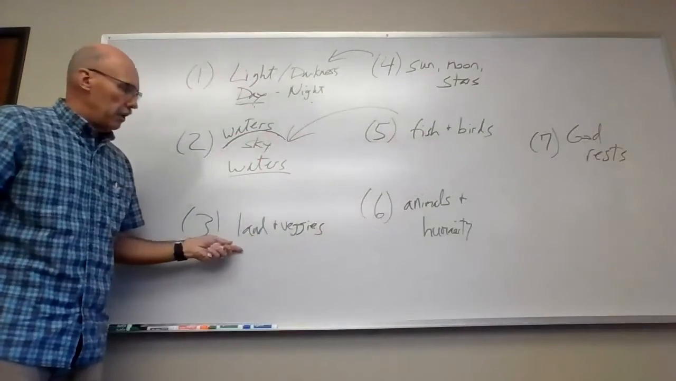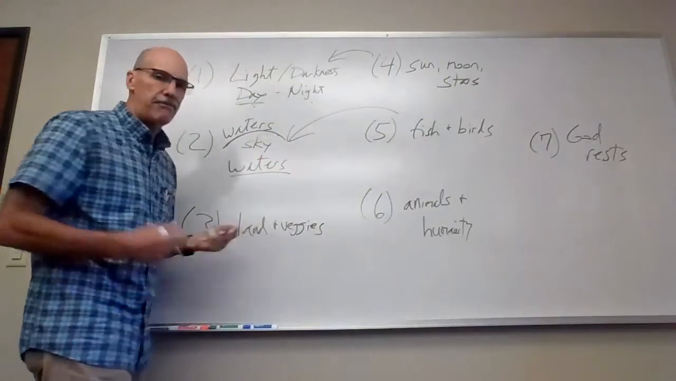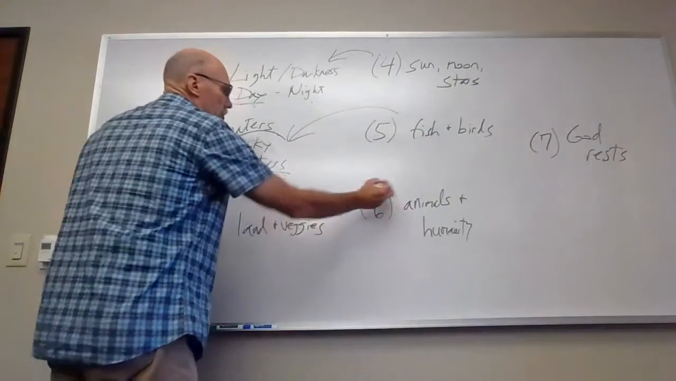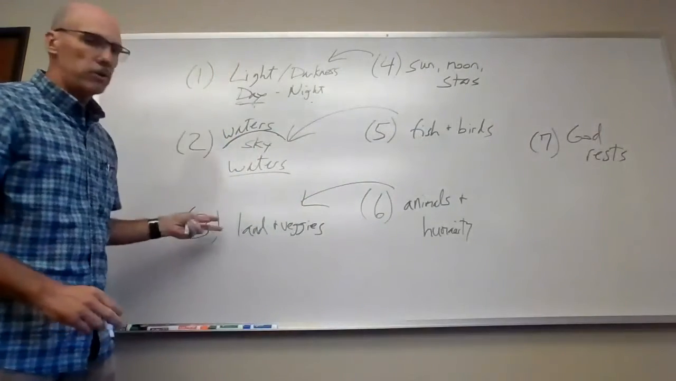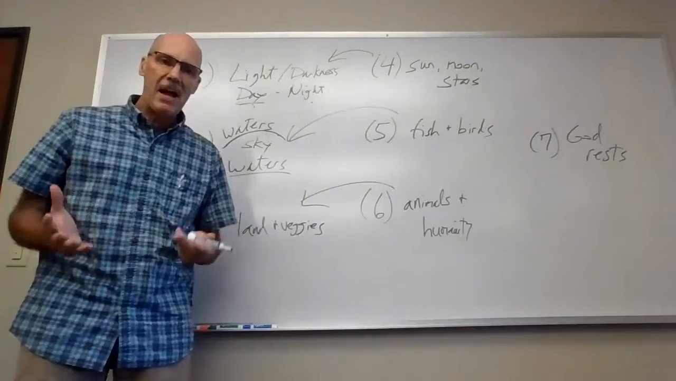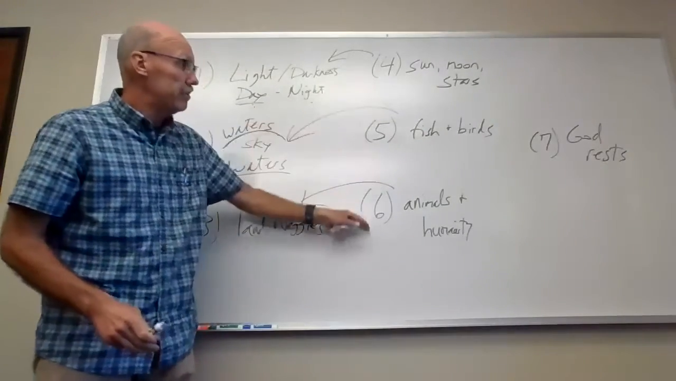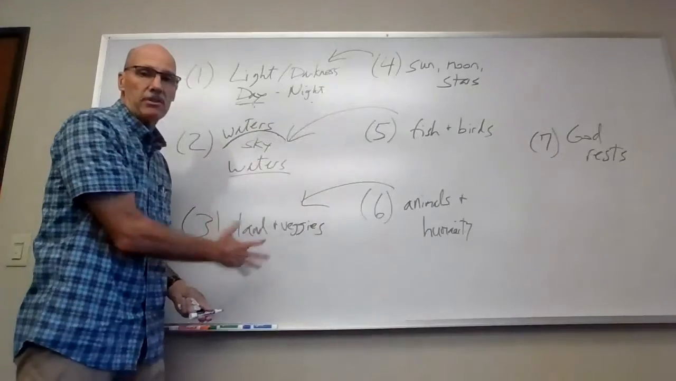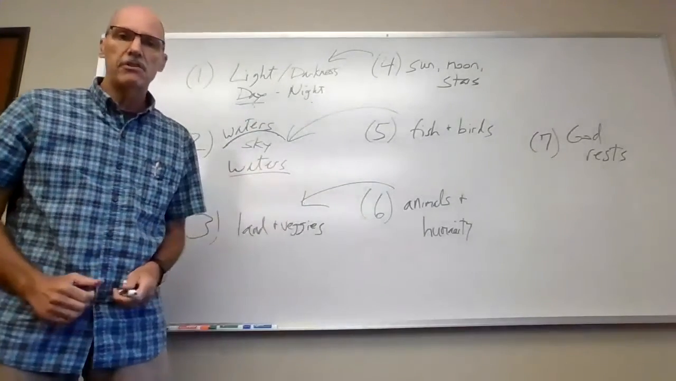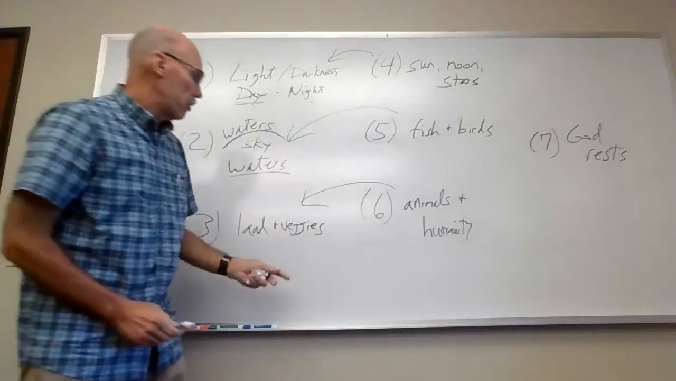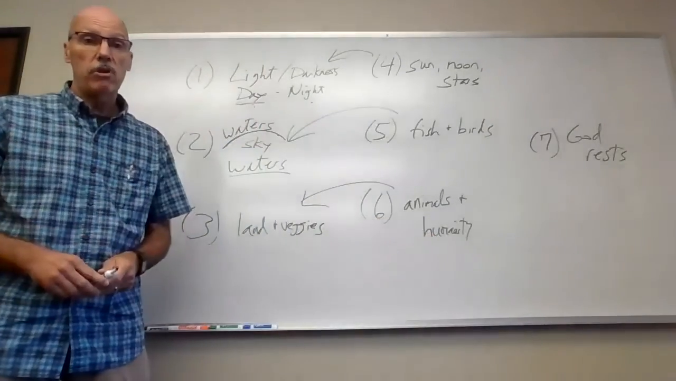Day 3, land and vegetation. I know, you see it coming. What does God do? God fills the land with the animals and with humanity. So what we have going on in days 1, 2, and 3 is the creation of habitats or domains, if you will. And then what happens on days 4, 5, and 6 is that God fills those habitats, fills those domains with the creatures that are going to move about and exercise dominion there. Remember, God gave humanity dominion over creation.